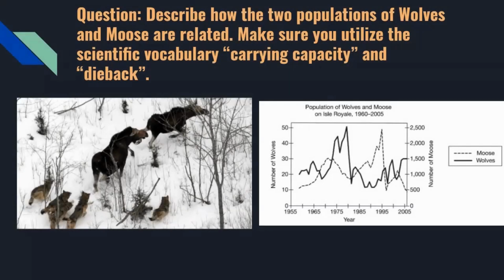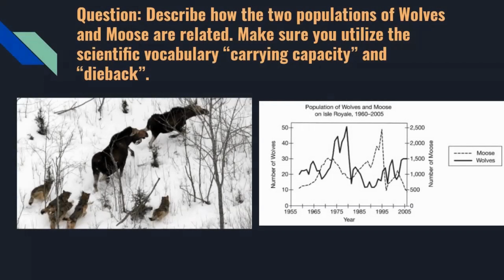Now, this graph shows the populations of wolves and moose on Isle Royale. Describe how the two populations are related. Try to utilize the scientific vocabulary, carrying capacity, and dieback.